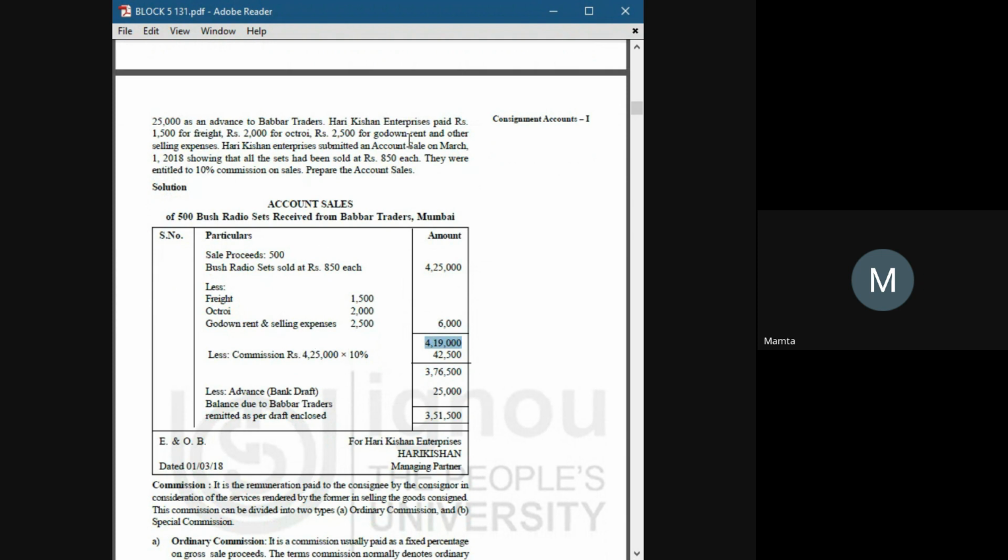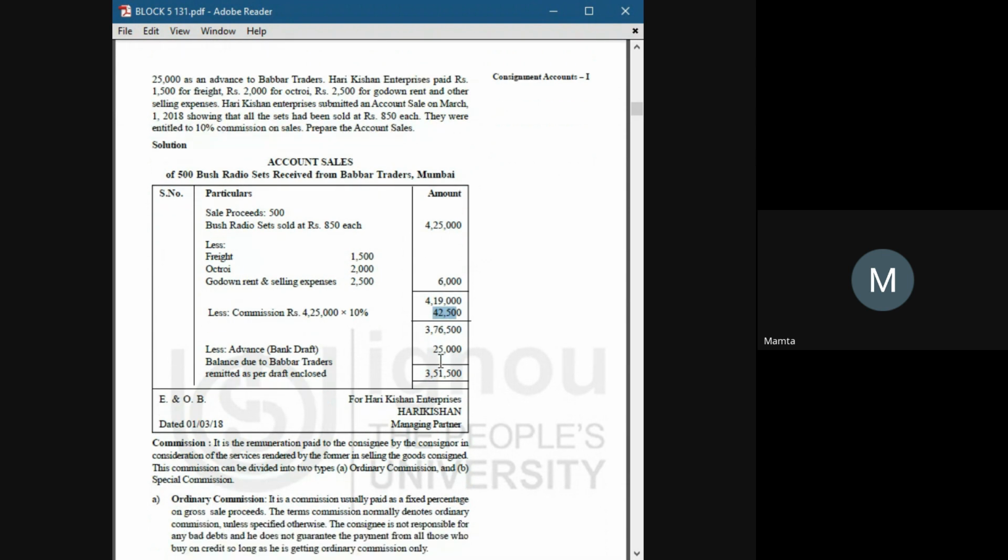And here it is mentioned that they were entitled to 10% commission on sales. The sales were 4 lakh 25,000, and 10% of 4 lakh 25,000 is 42,500. Now the agent will deduct their amount from the same. They will not wait for you. They will not just give you the whole amount and ask you to pay these things. They will just deduct it here, and at last will pay you this amount.